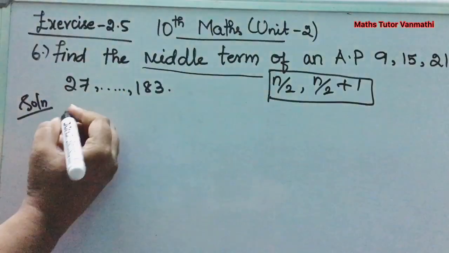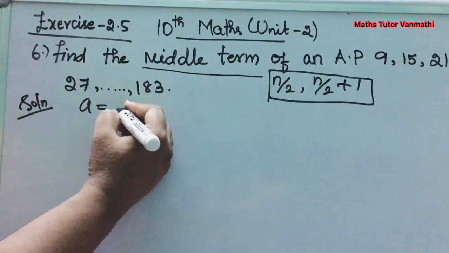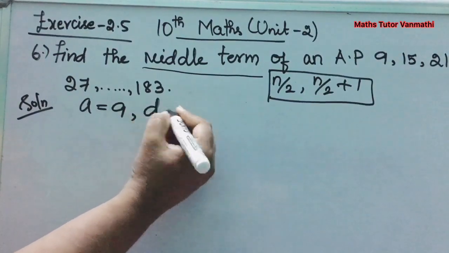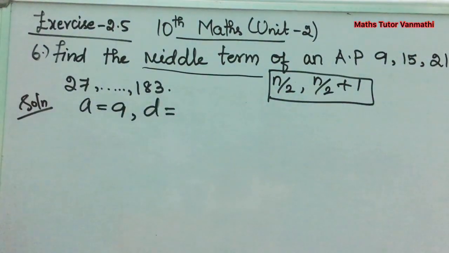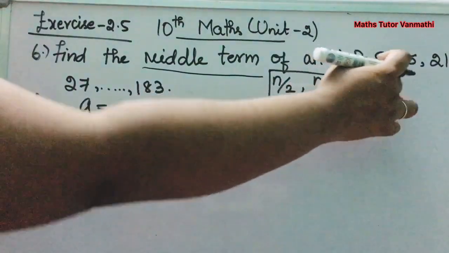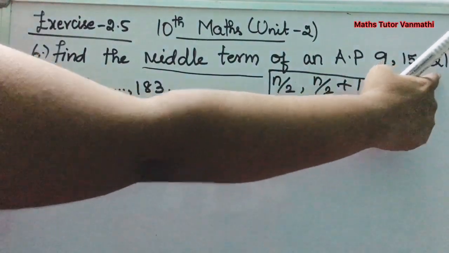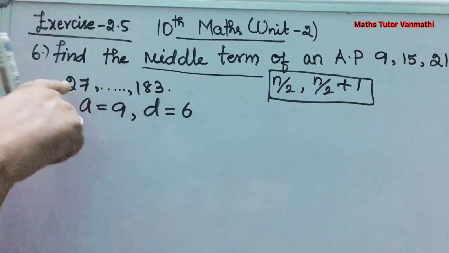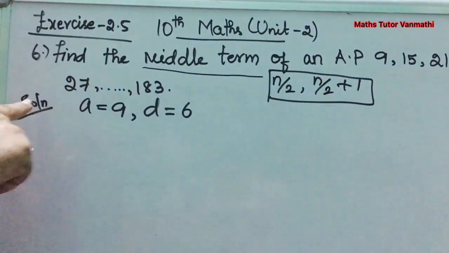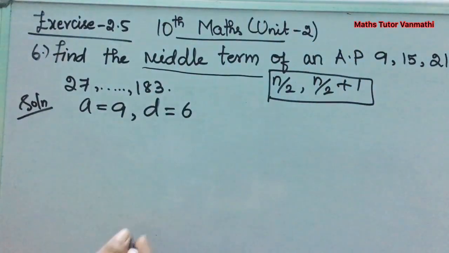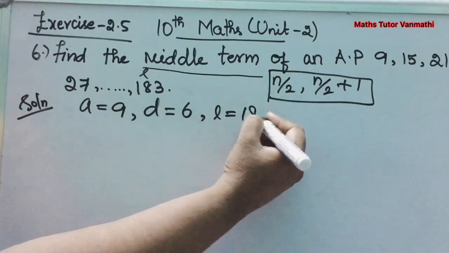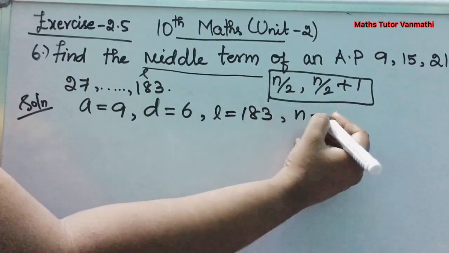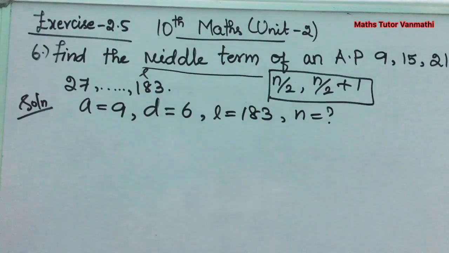Using the sequence, we can write the first term A is equal to 9 and your common difference D is 15 minus 9. 15 minus 9, you will get common difference as 6. Similarly, you see this 21 minus 15, 6. 27 minus 21, 6. Everywhere 6. So, D is 6, the common difference. And in this sequence, what have they given? They have given the last value. L is equal to 183. Now, we are going to find the n value. Clear about your question?